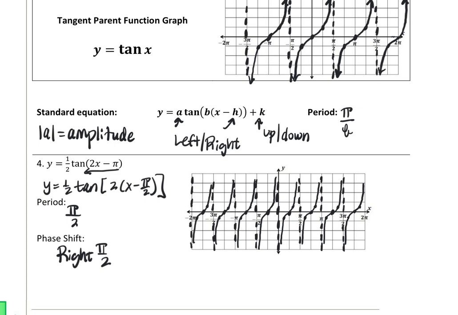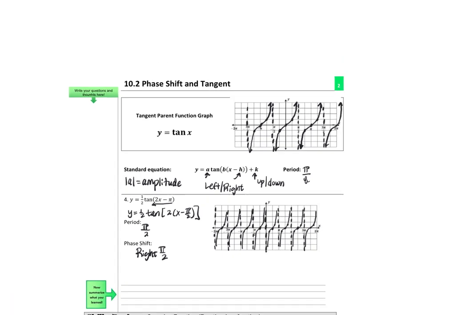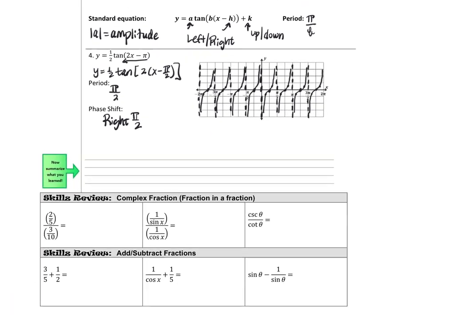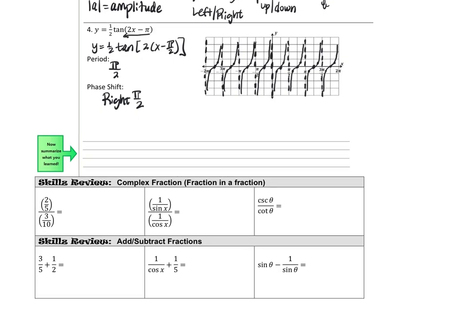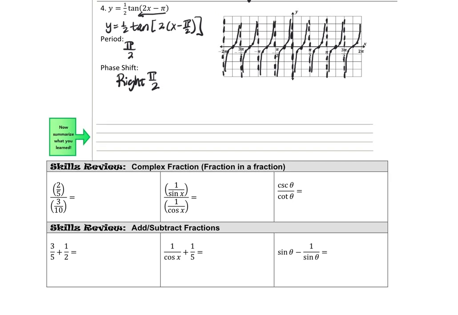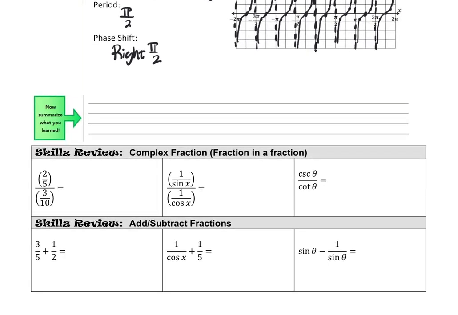Alrighty, that looks good. All right, so this is the end of this part of the lesson, but if you need help with this skills review, you can just hang on a little bit. If not, you are done. All right, so skills review.